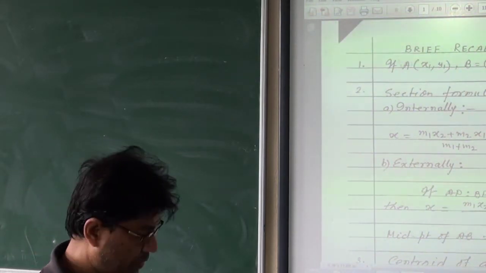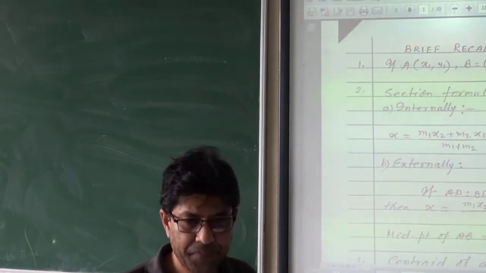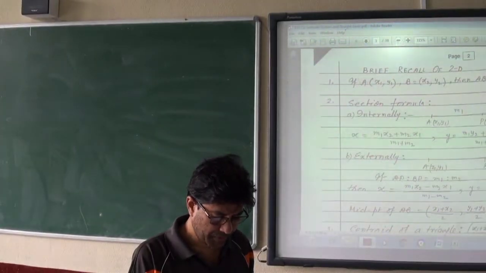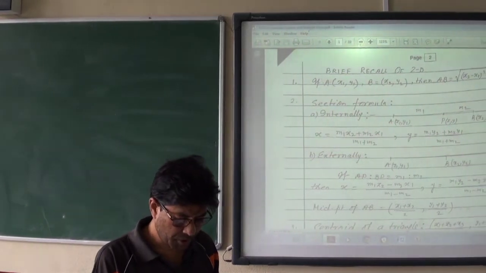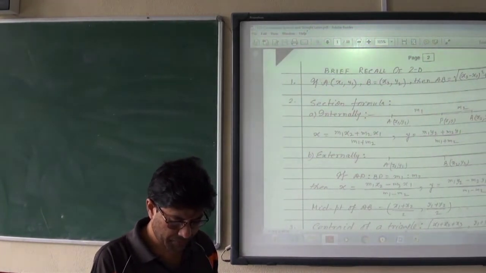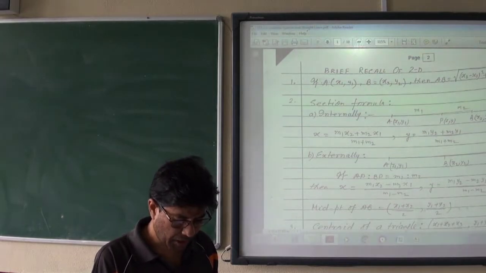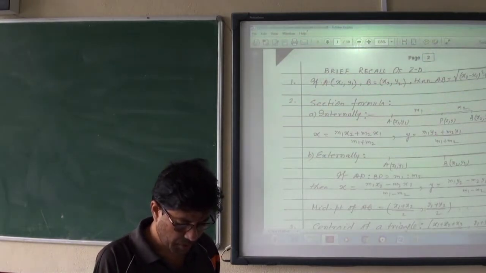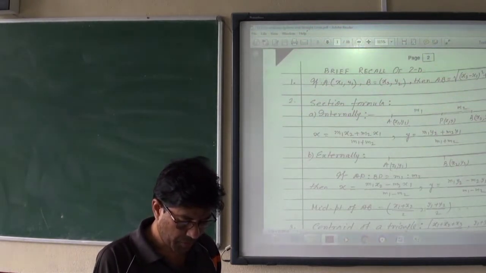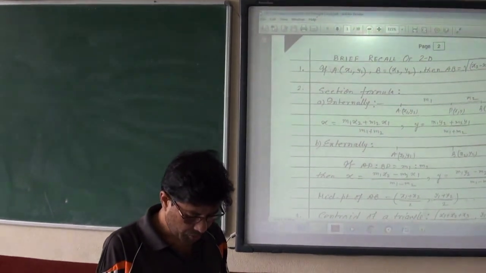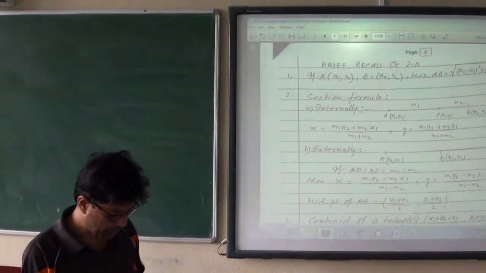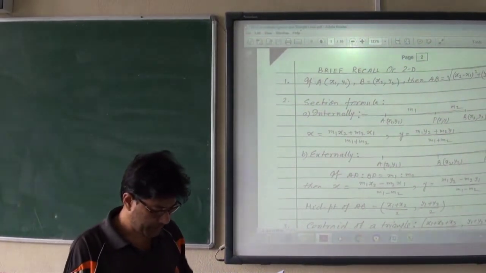New topic is coordinate geometry. Your syllabus is still lines. Brief recall of two-dimensional geometry from earlier classes. Shifting of origin, angle between two lines, various forms of equation of lines, intercept form, normal form, joint equation. Distance of a point from a line. This is there in the syllabus for coordinate geometry, still line part, and then circles are there.